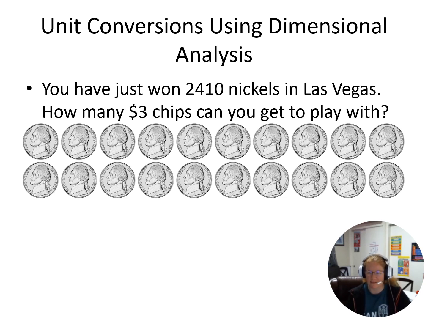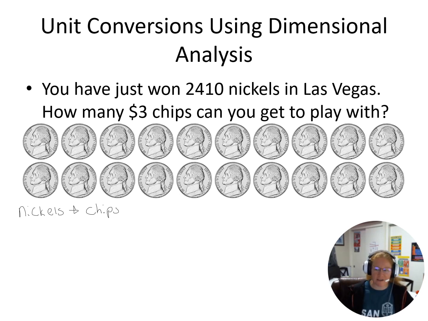We have somebody that went to Vegas and played nickel slots. And while playing nickel slots, this person won 2,410 nickels. All right, cool. They were done with slot machines. Now they want to go play the tables. And so they want to cash out their nickels to get some $3 chips. Okay? So what we're trying to do here is we're trying to convert our nickel winnings into chips. So we need to go from nickels over to chips. Now each chip is worth $3.